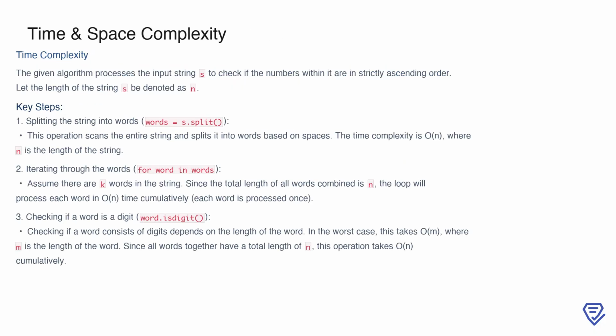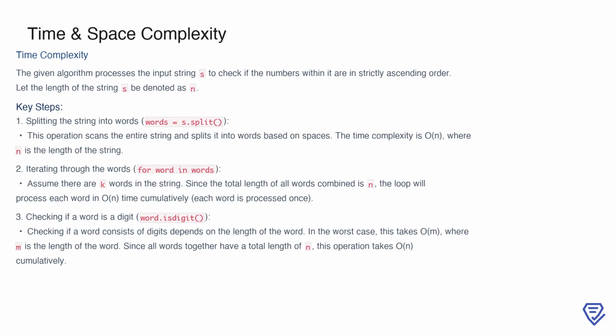To analyze the time complexity of this algorithm, we start by looking at the key operations involved. First, splitting the input string into words using s.split scans the entire string and divides it into parts based on spaces. This operation processes each character exactly once, resulting in a time complexity of O(n), where n is the length of the string. Next, we iterate through the list of words using a loop. If there are k words in total, the combined length of all these words still adds up to n. This means that the iteration step also takes O(n) time cumulatively.